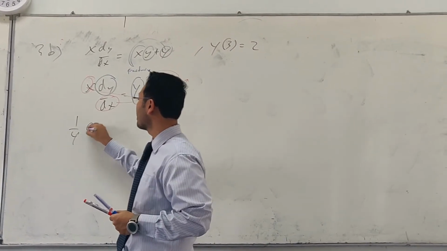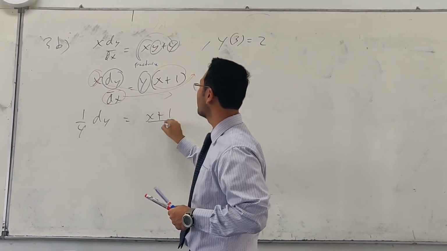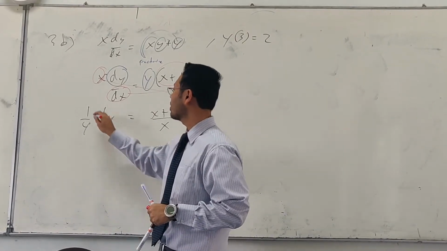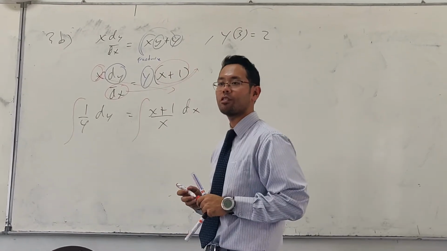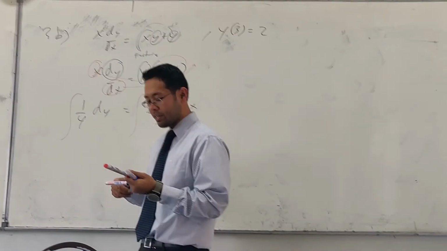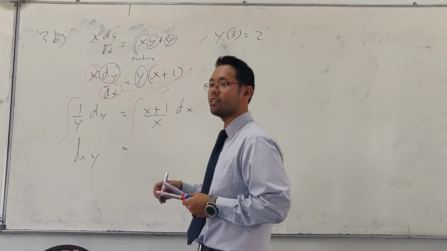So 1 over y dy equals x plus 1 over x dx. What else should we do? Integrate both sides. Okay? Integrate 1 over y. Congratulations. How do we integrate this part?